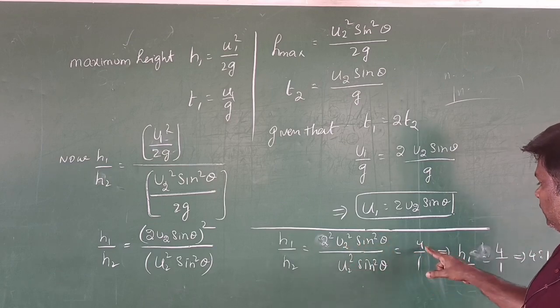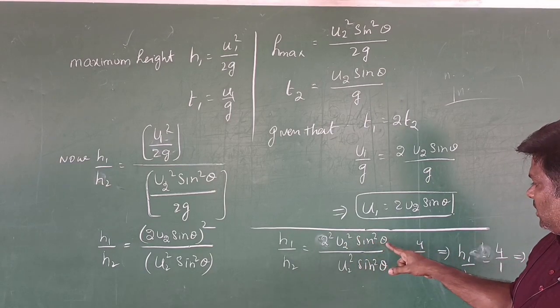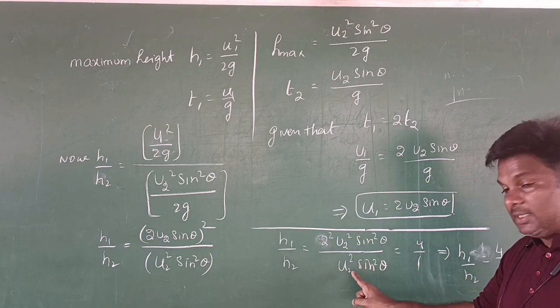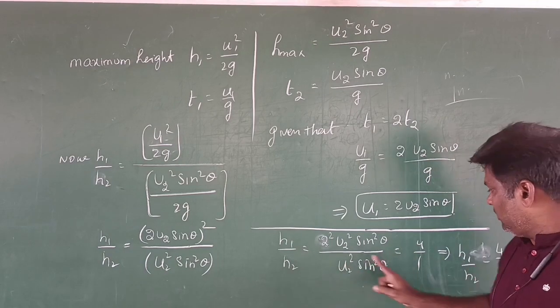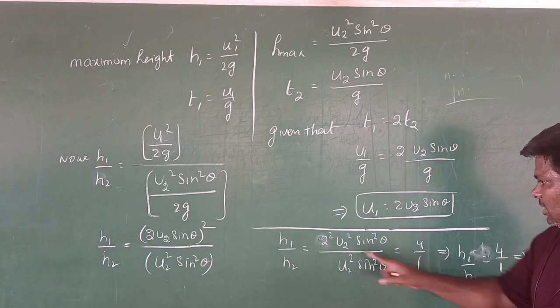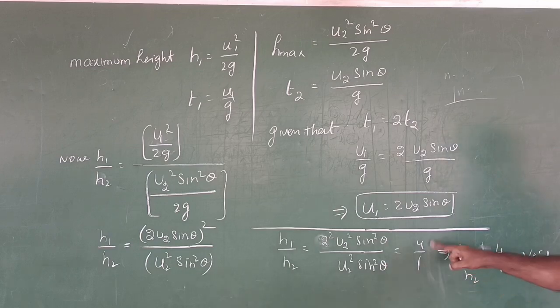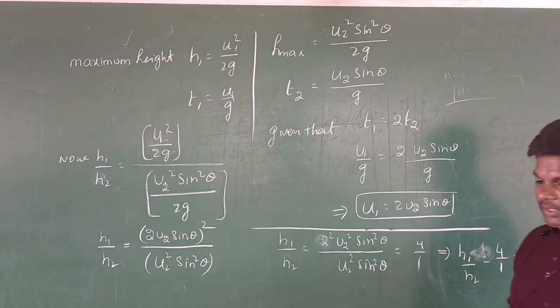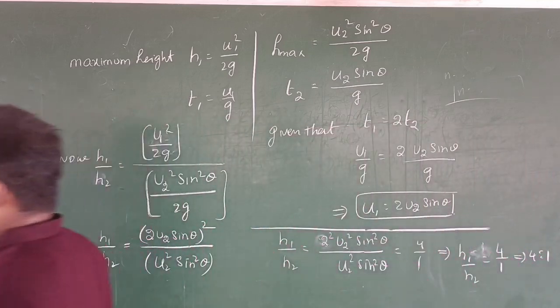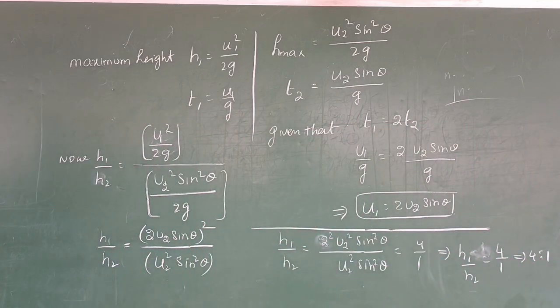2 square is equal to 4. U2 square sin square theta and U2 square sin square theta will get cancelled. This is 4 divided by 1, so H1 by H2 is equal to 4 by 1, or you can write 4 is to 1. With this final problem, you have completed this worksheet, and tomorrow we will go for a new worksheet. Okay, everyone note it down.